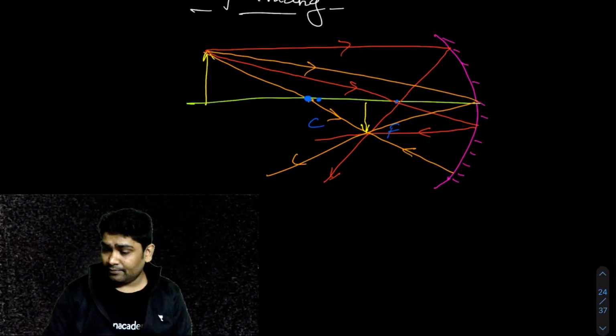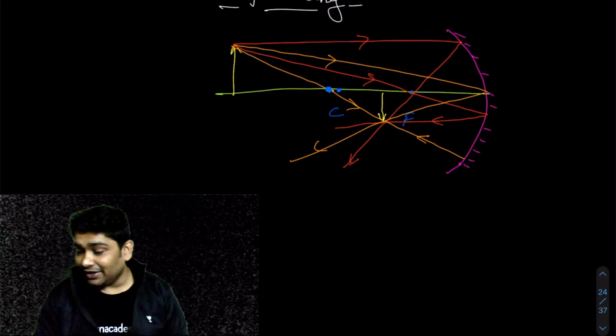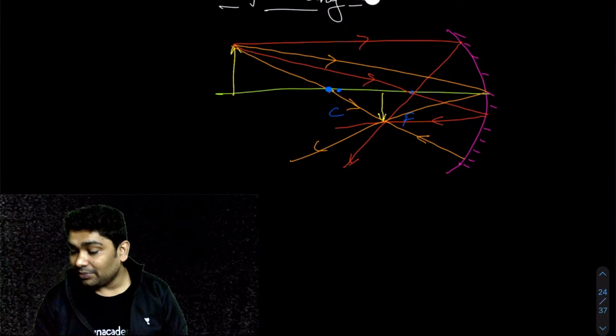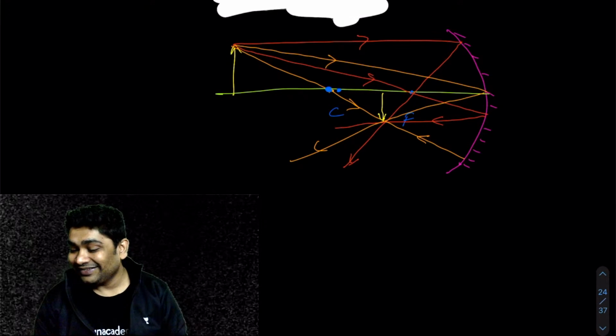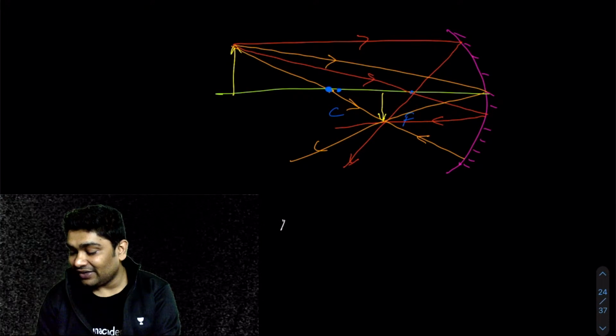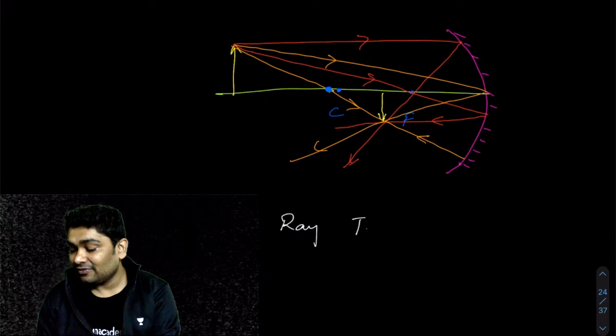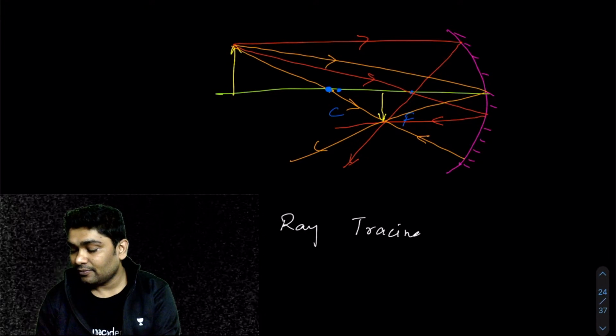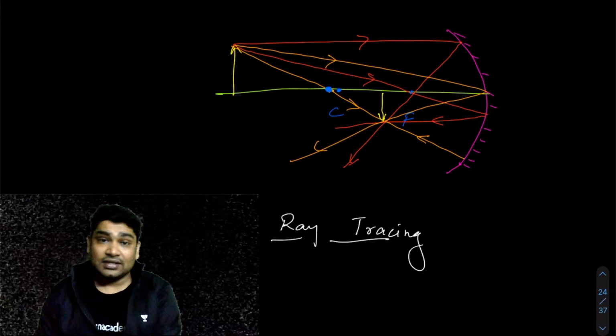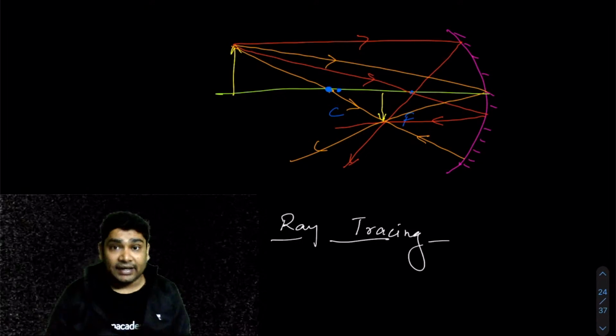We write it below. So this is an example of ray tracing. Correct. This is how you would have found your images geometrically.